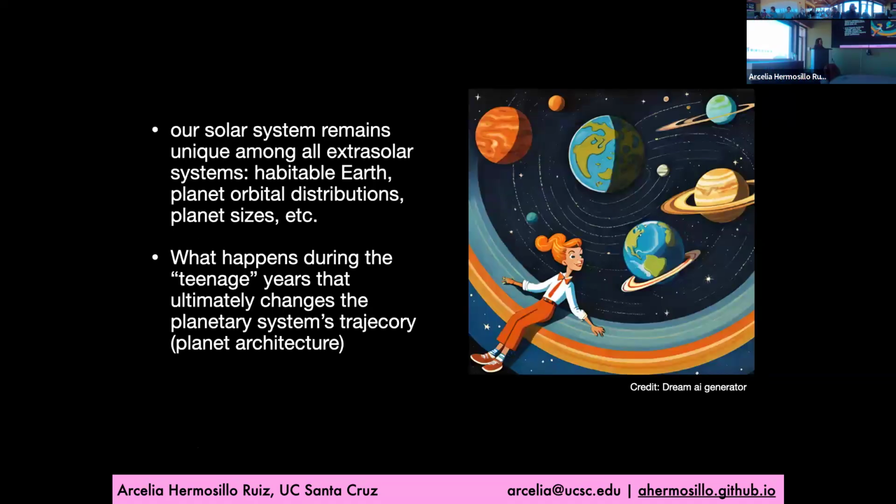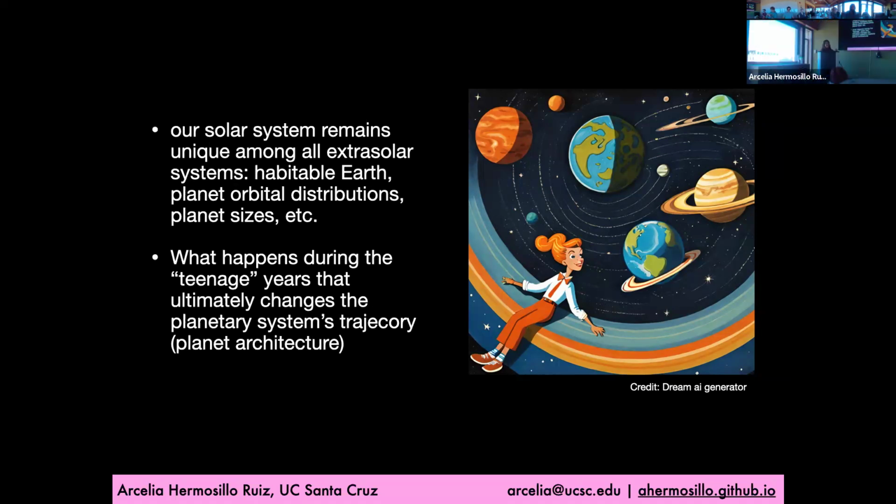And the big picture motivation for why I think this is very exciting is because ultimately I'm trying to understand why our solar system is unique. Why is it that we have a habitable Earth? Our solar system architecture is unique in how the planets are distributed in space and the sizes that they have as well. And maybe it's because something in our early solar system, like a chaotic evolution, occurred, whereas that hasn't occurred in other systems, or we just haven't found it yet. So I want to know what happens during the teenage years of the system, and what is going on in the life stage of the teenage planetary system that can then change its trajectory later on. As we know, teenagers can be volatile. They can change their trajectory in life later. And so who knows what can happen then?